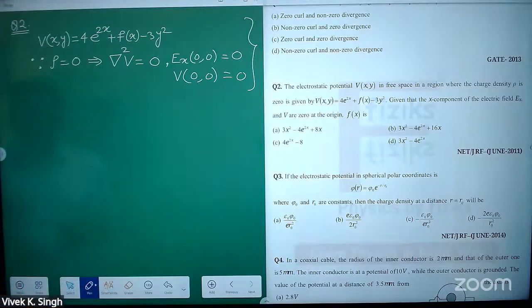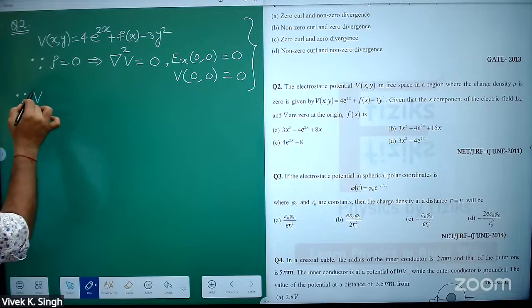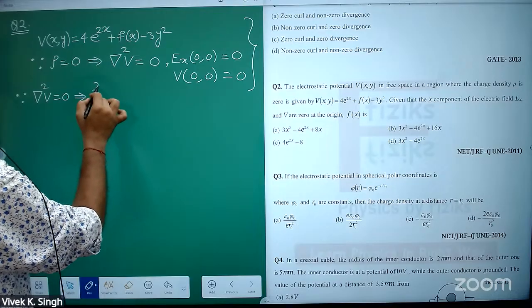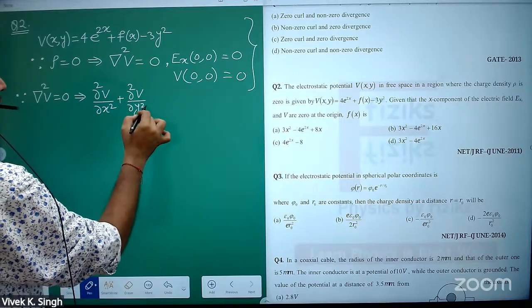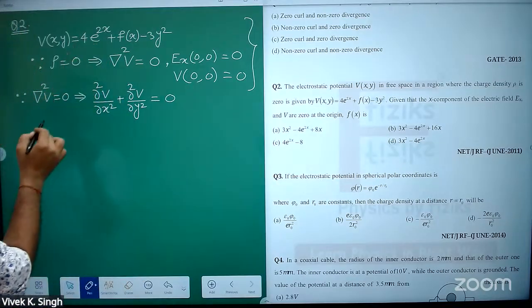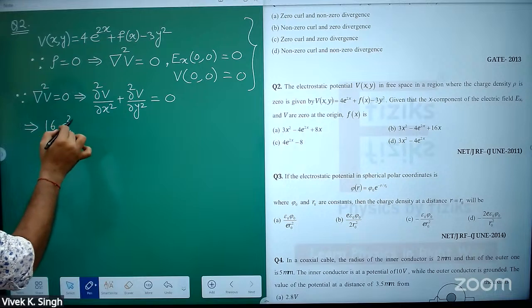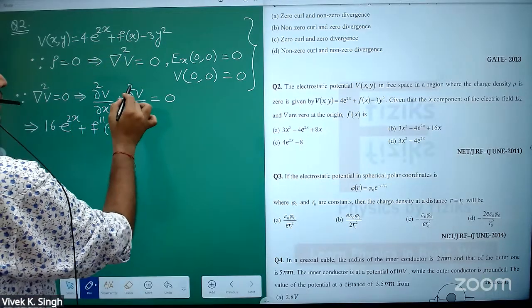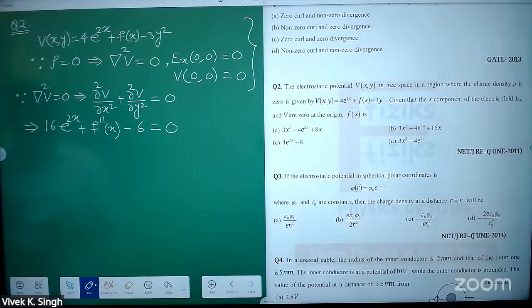So from the given information, you have to see what will be the function f(x). So let's apply these conditions. When del square V is 0, it is a function of x, y. So you will get del 2V by del x2 plus del 2V by del y2, and this will be 0. So let's differentiate with respect to x. Differentiating twice, you get 16 e power 2x plus f double dash x, and this will give you minus 6 is equal to 0. This will be the first equation.